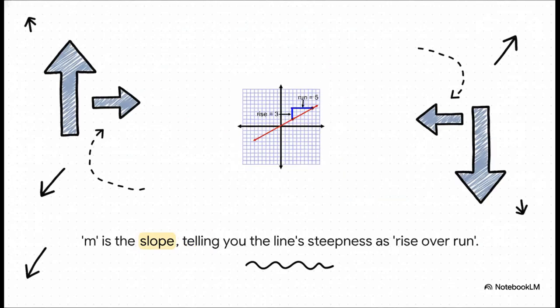Okay, now for m, the slope. If b is your starting point, think of m as your directions. It tells you exactly how to move to get to the next point on the line. We always talk about it as rise over run. Basically, how many steps up or down you take, and then how many steps left or right.